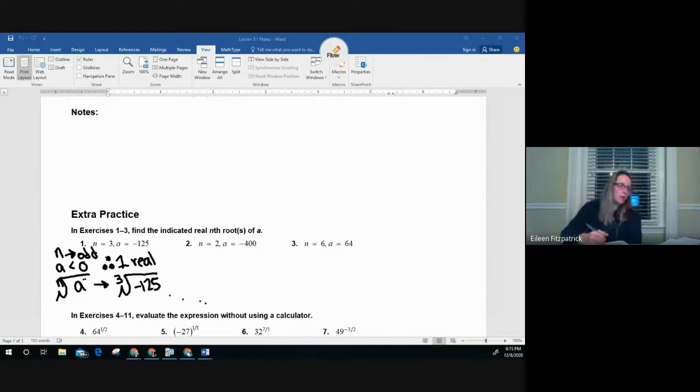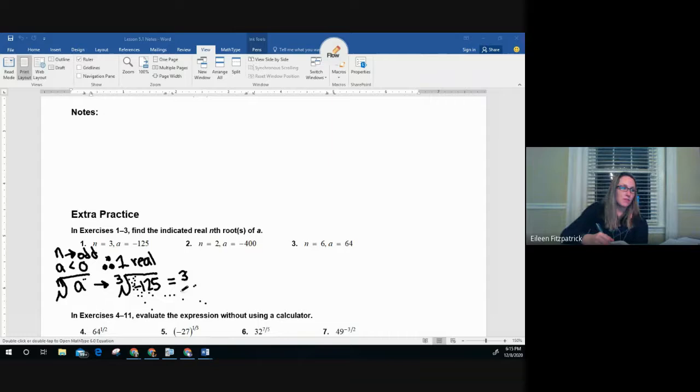Right, so what number multiplied 3 times equals 125? That can be rewritten as the cube root of negative 5 raised to the third, right? Negative 5 times negative 5 times negative 5 is negative 125. And now the cube root and the cube cancel, and you're left with just negative 5. All right, let's move on to number 2.